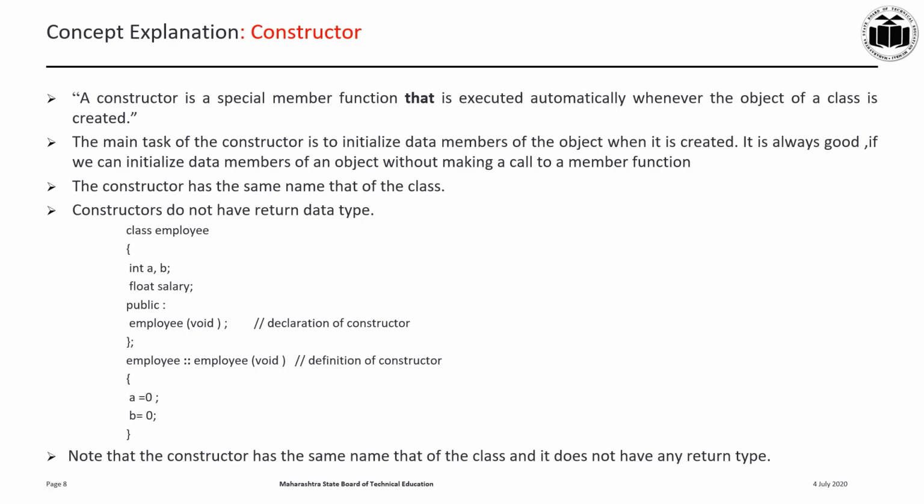Now what do you mean by constructor? A constructor is a special member function whose task is to initialize the data members of the class whenever the object is created. Now why is a constructor called a special member function? Because the constructor name and class name are the same, and a constructor does not have any return type. So we will just see one small example I have mentioned here.